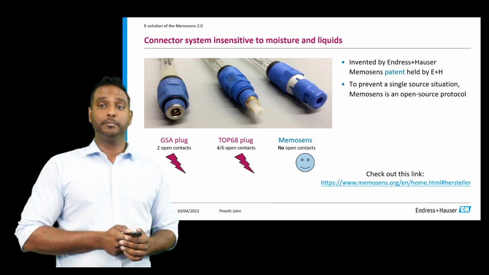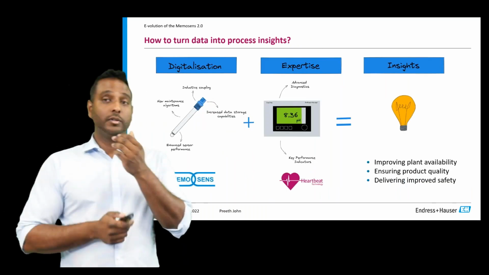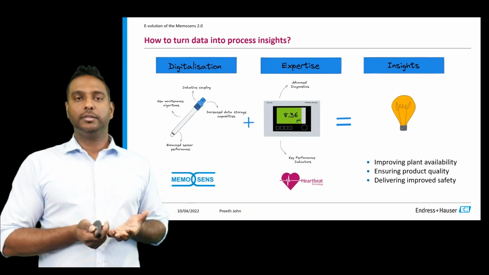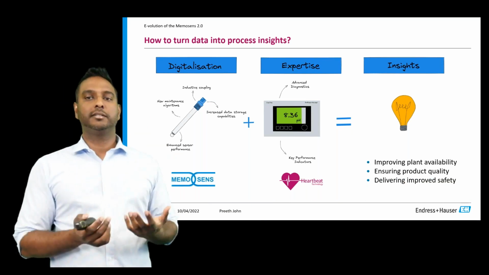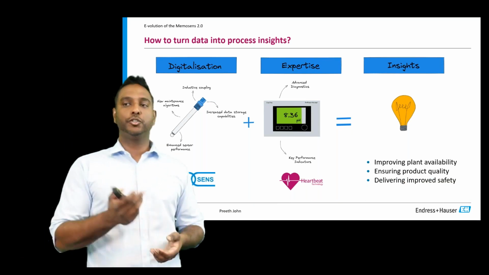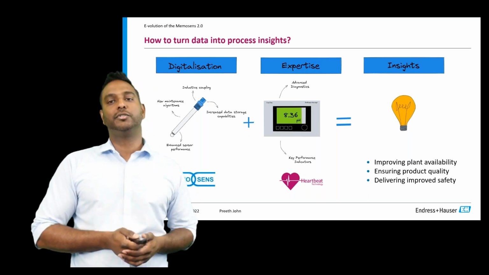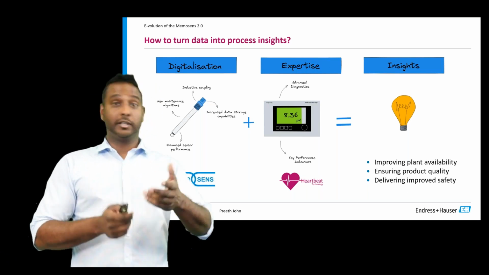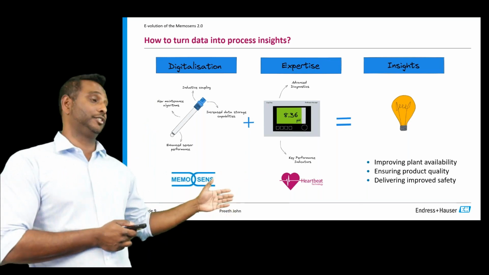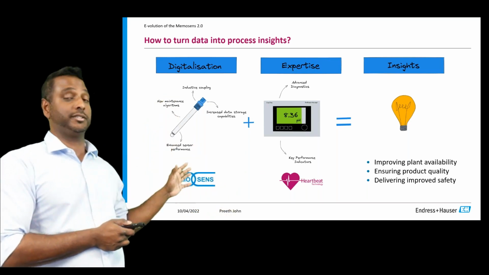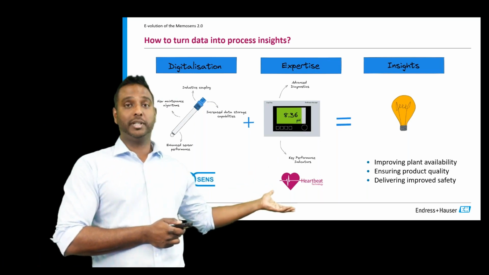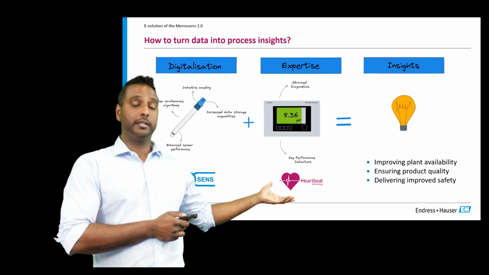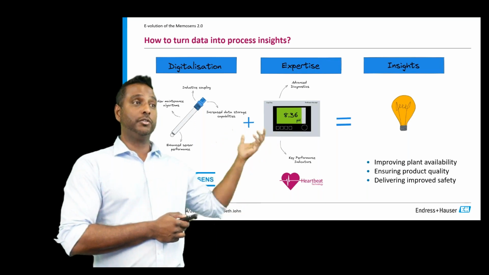Okay. So what does that do? Utilizing this additional information, it allows you to have insights to provide plant availability, ensure product quality, and deliver improved safety. Now, I can go on and on about this, I really can, because you've got the ability to have digitalization in the sensors to then use our very famous and very popular heartbeat sensor technology, and it allows you to do both to provide you these insights.